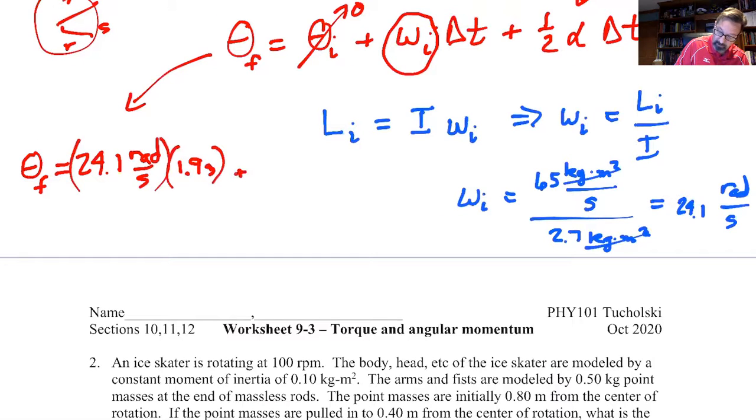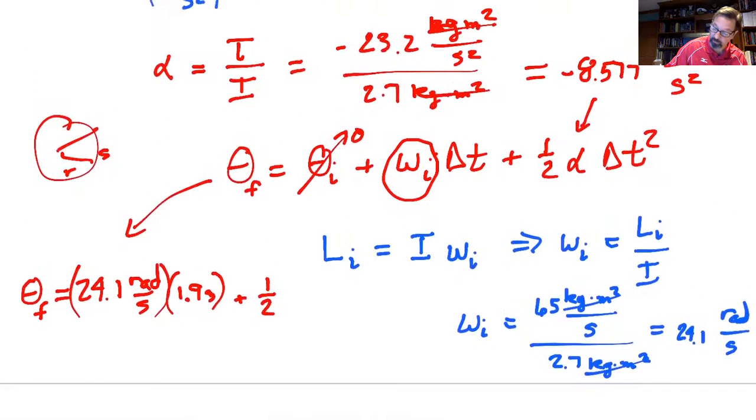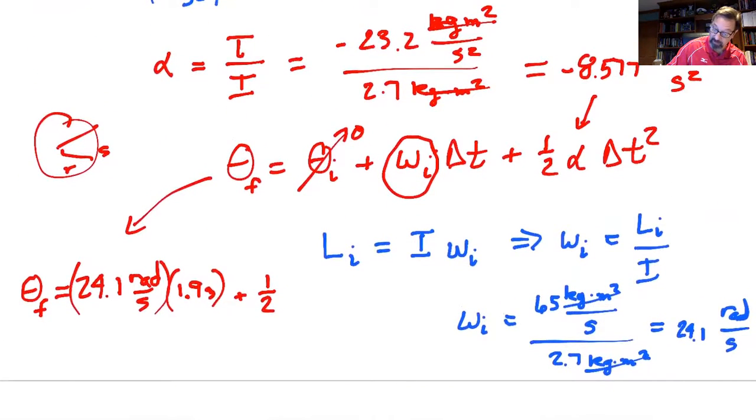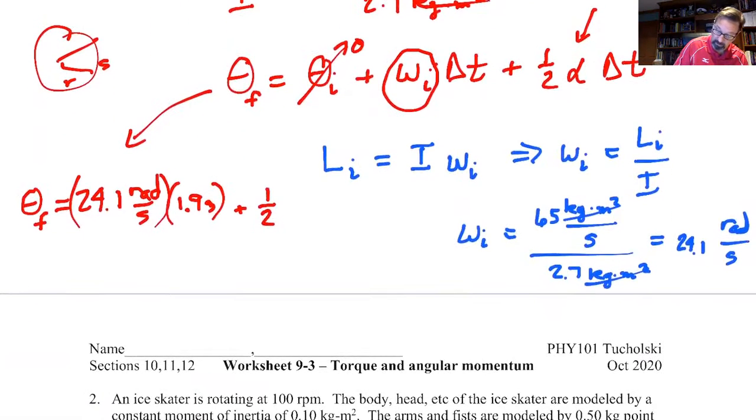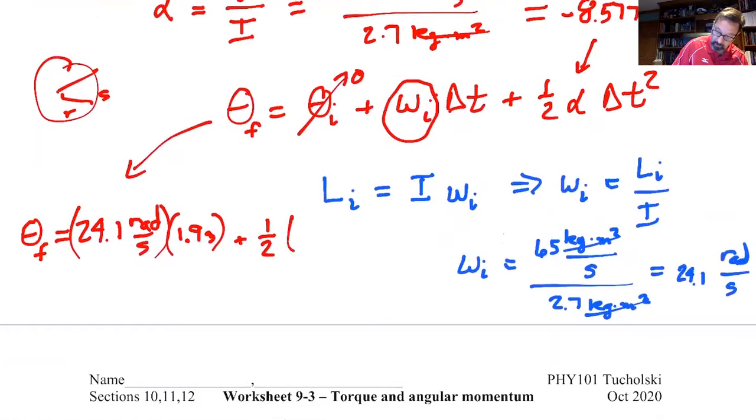And then plus 1/2. Now be careful here. Look at what our angular acceleration was. It's slowing down. So it's negative 8.577 radians per second squared, and that's times the time interval squared. So that's 1.9 seconds squared.